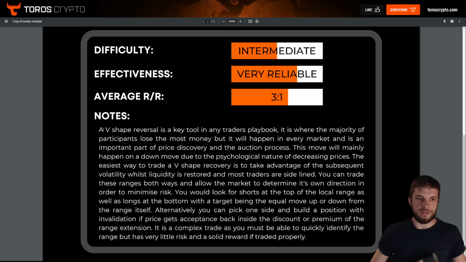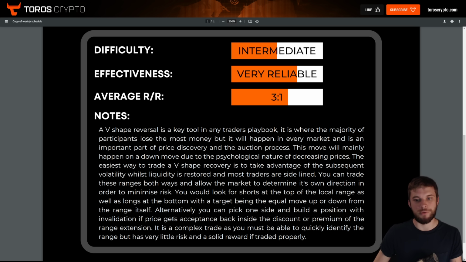You can trade these ranges in both ways and allow the market to determine its own direction in order to minimize your own risk. You would look for shorts at the top of the local range as well as longs at the bottom, with a target being the equal move up or down from the range itself. Alternatively, you can pick one side and build a position with an invalidation if price gets acceptance back inside the discount or premium areas of the range extension. It is a complex trade as you must be able to quickly identify the range, but it has very little risk and a solid reward if traded properly.